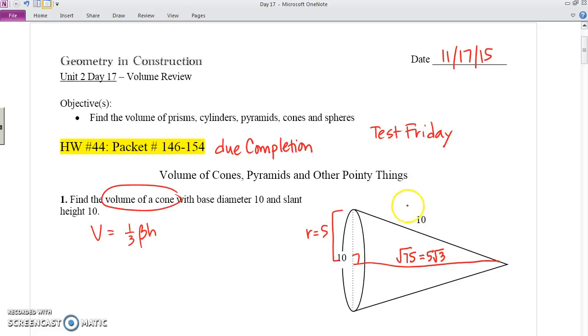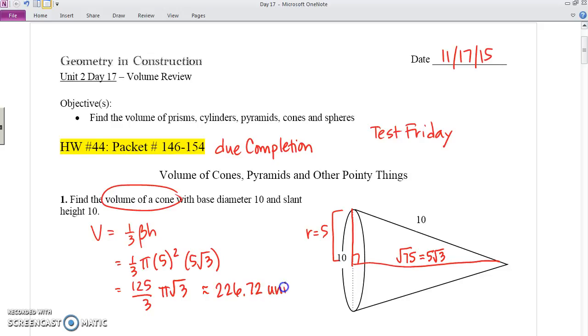Some of you may have noticed it was a 30, 60, 90 because the hypotenuse is double one of the legs right here. And that would have been a fine way to get a result. So it's calculate 1/3 is equal to 25 over 3 pi root 3, which is about 246.72 units cubed.